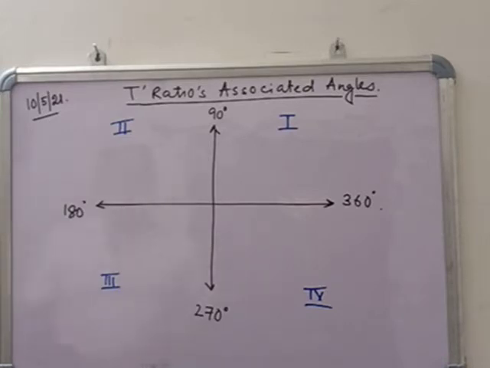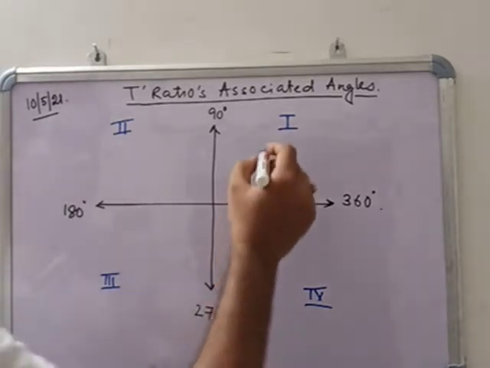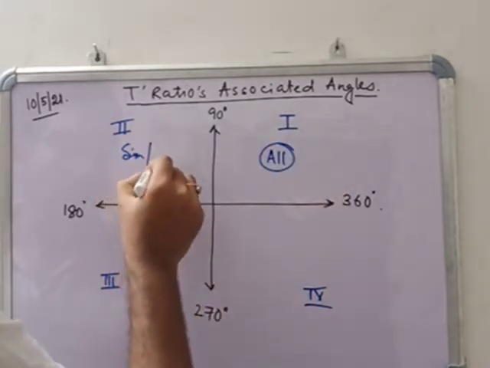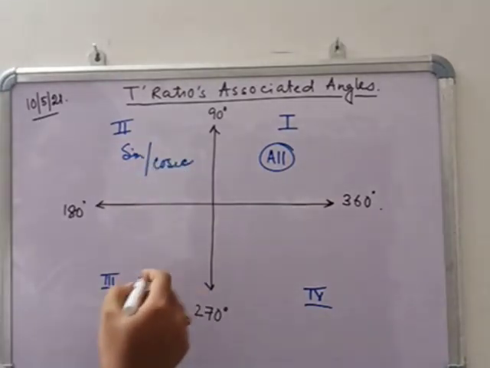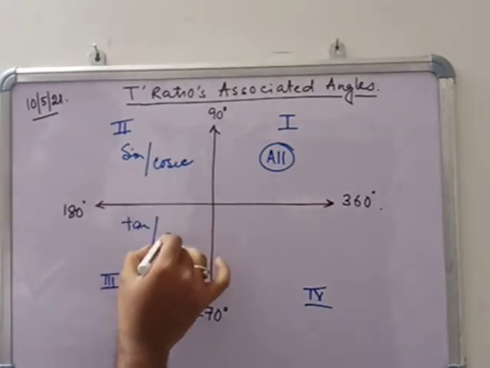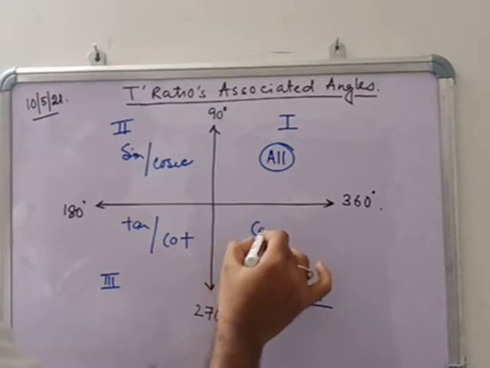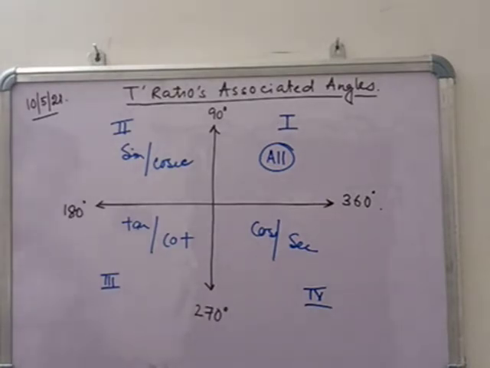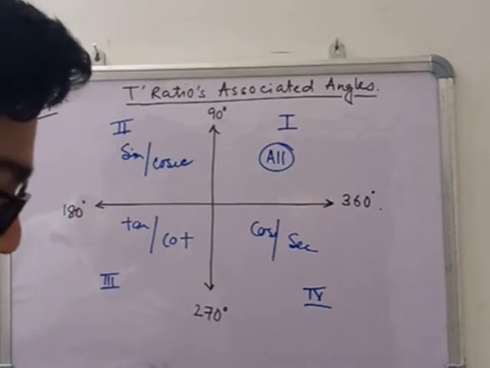In the first quadrant, all are positive. Here, sine and cosine. Here, tan and cot. And this is cos and sec. Okay. So these are the main forms of these quadrants. Now we are going to discuss the formation of these quadrants.